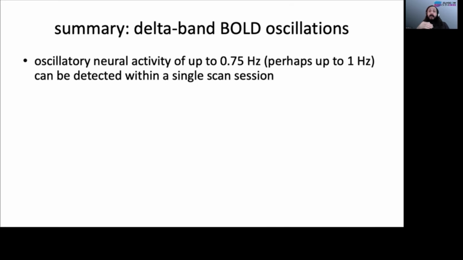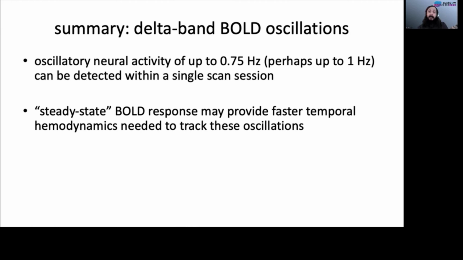So to summarize, we have shown that BOLD fMRI can track oscillatory neural activity up to 0.75 hertz and perhaps up to 1 hertz. So this suggests that fMRI signal can reflect meaningful neuronal dynamics approaching the timescales of many cognitive processes. However, this steady state BOLD response generated by our stimulus, which gently perturbs the hemodynamics around a new plateau, may actually provide faster temporal hemodynamics needed to track these oscillations.